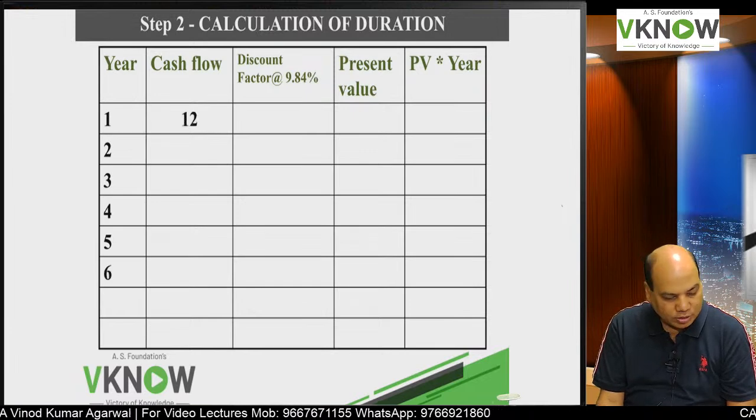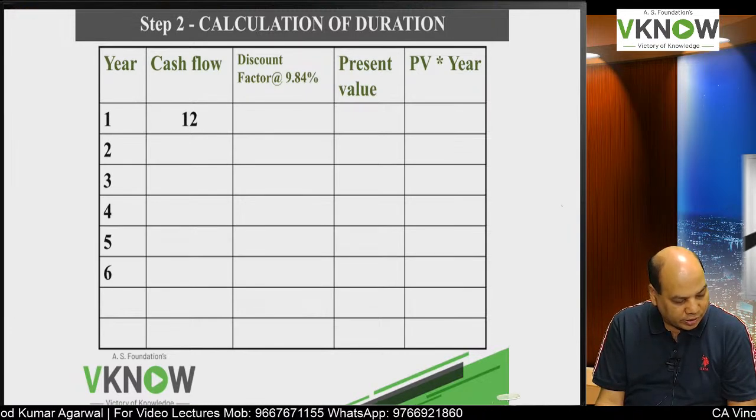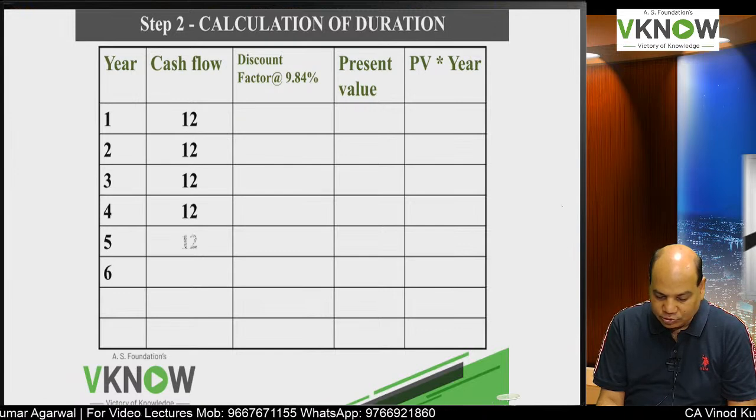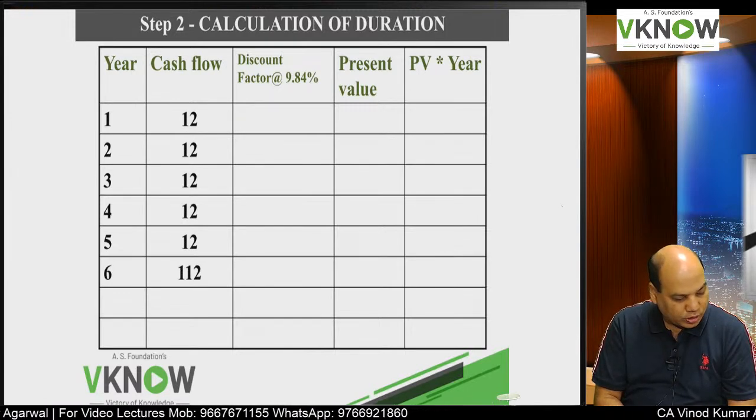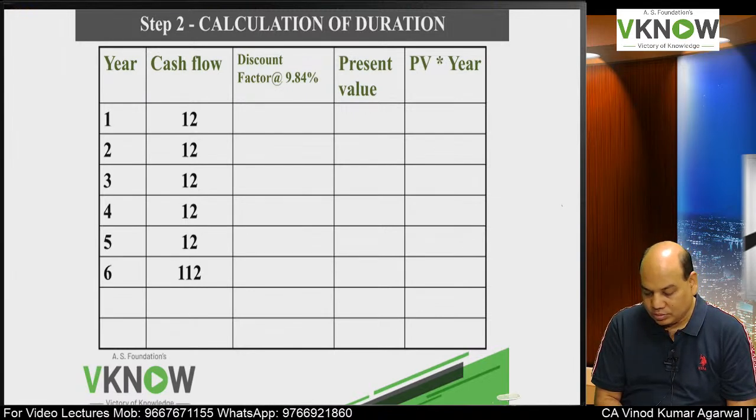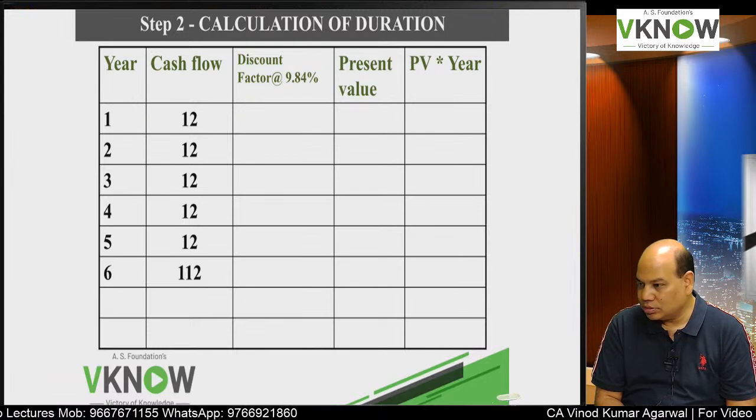This is a 6-year problem. Coupon rate is 12%. Face value is 100 rupees. So 12% of 100 is 12 rupees, and then 112 in the last year.